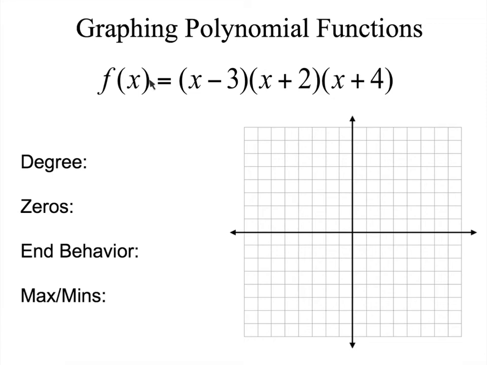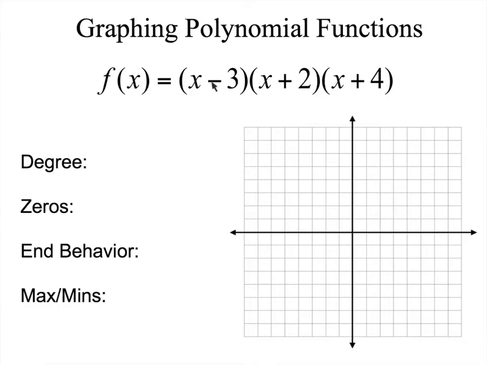Alrighty, we're going to graph this one, but this one's in intercept form, also called factored form. Now, what's great about this form is you know your zeros really quick. And we'll get those in a second. But first, how do we get the degree when it's in this form?